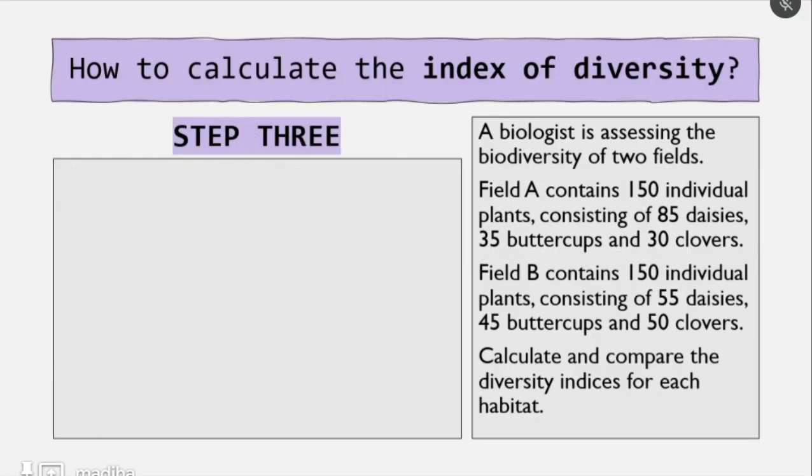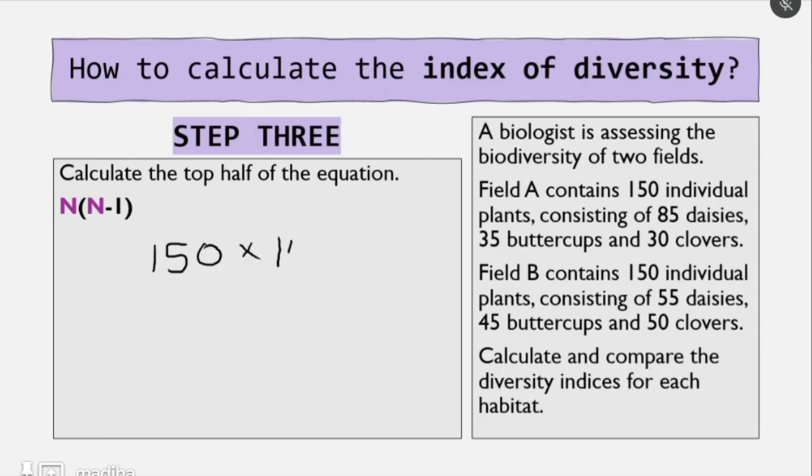Next step. Calculate the top half of the equation. So the numerator is literally just n times n minus 1. So what did we have? We had 150 times by 149. And pretty sure the answer is 22350. I calculated it before. If you've got a calculator with you and you do it alongside with me, it will be helpful because I'm not very good at using my calculator. Okay, yeah, 22350. Okay, so we've done that.